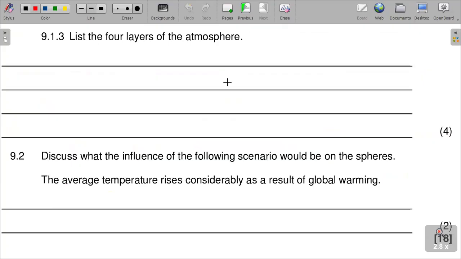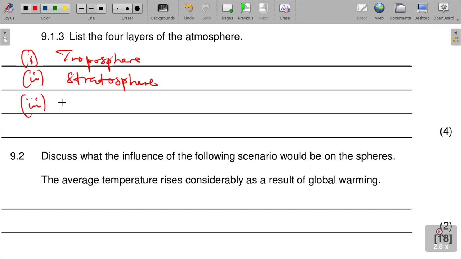And then 9.1.3: list the layers of the atmosphere. We can say one, we have the troposphere, two, the stratosphere, three, the mesosphere, and lastly the thermosphere.